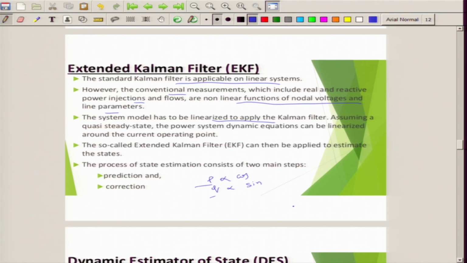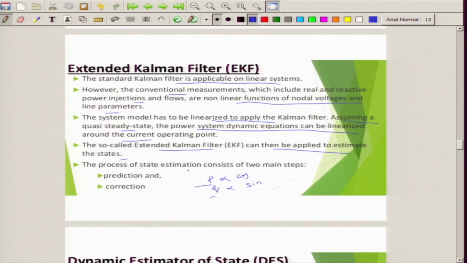You cannot use the sinusoidal non-linear functions and simultaneously apply the Kalman filter. You have to make it a linearized model. Assuming a quasi steady state, the power system dynamic equations can be linearized around the current operating point. At a specific operating point, linearize it and then apply the Kalman filter. The so-called extended Kalman filter can then be applied to estimate the states.